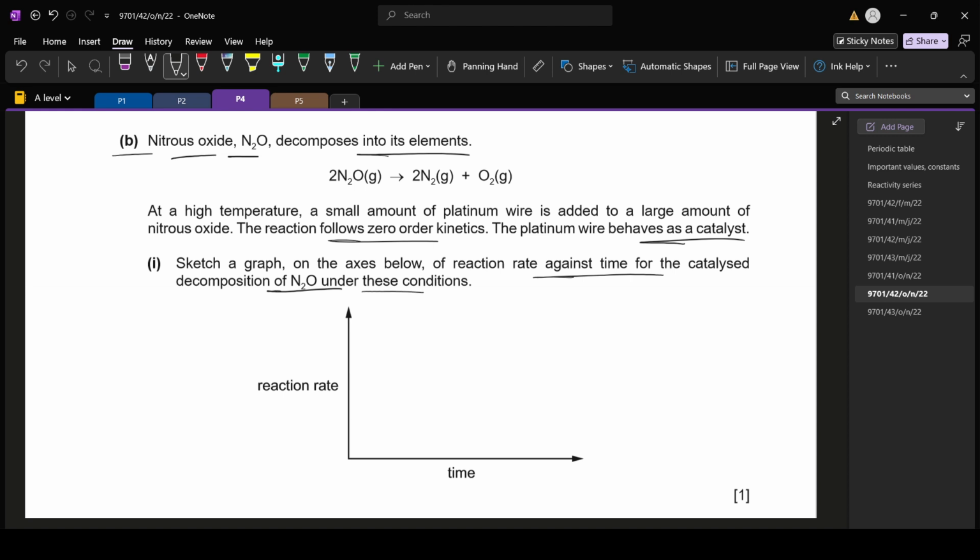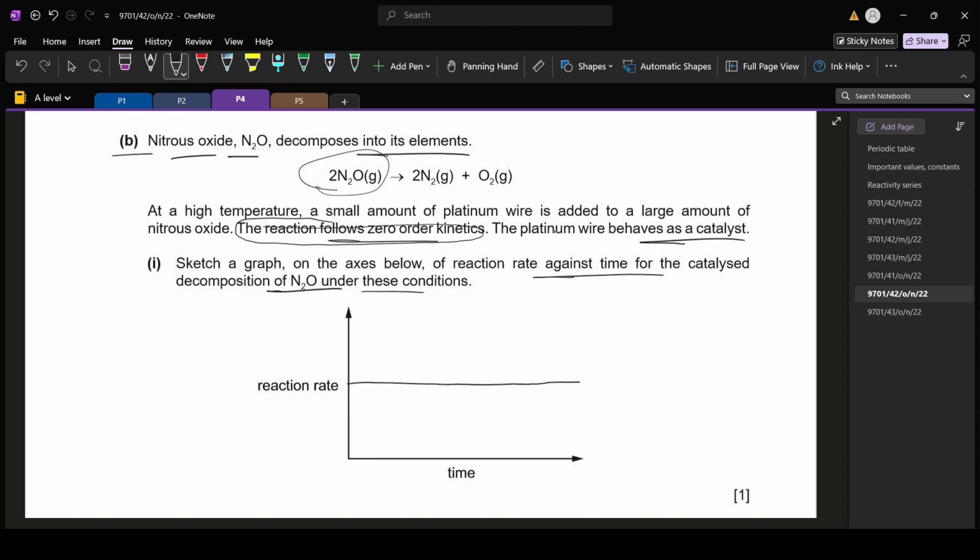So you can see that the reaction follows zero order kinetics. It means that the concentration of reactants will have no effect on the rate. So this becomes zero order. So what will be the graph? The graph will be a constant line. There will be no change in rate with time. Okay, the rate will not change.